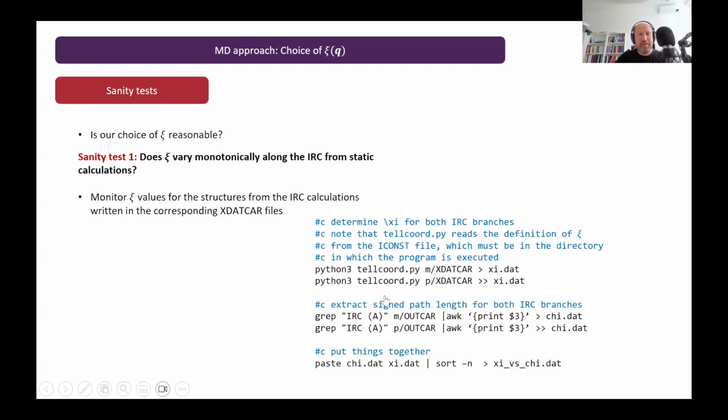By the way, all the utilities I'm going to mention will be available for you to download. So by that, I collect the Xi values for the negative and positive branch of the intrinsic reaction coordinate. Then I extract information on the path length from the VASP output and store it in the file chi.dat. And in the last step, I paste. These are 1-column data, and here I create 2-column data out of them. And here I just sort by the length taken along IRC in ascending order and generate this file, which can then be visualized.